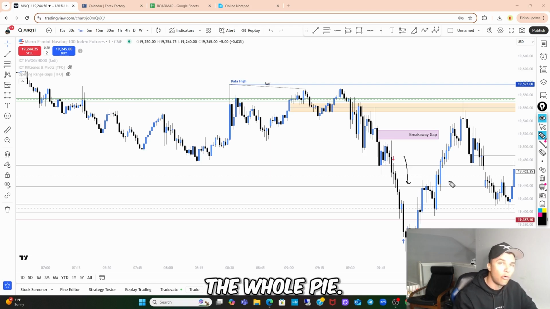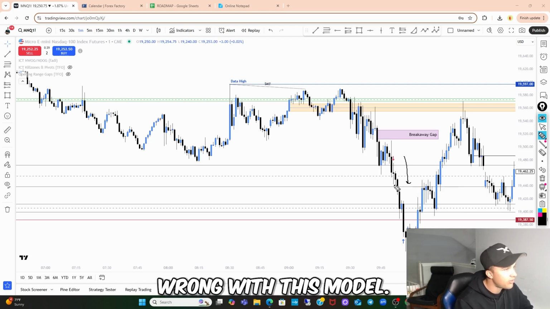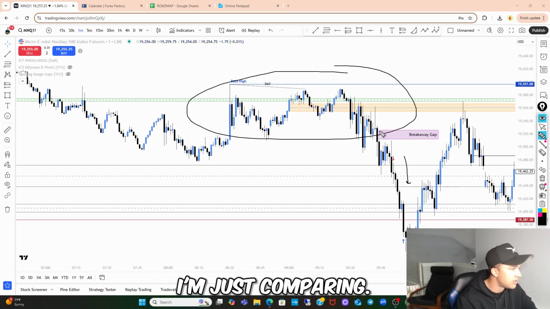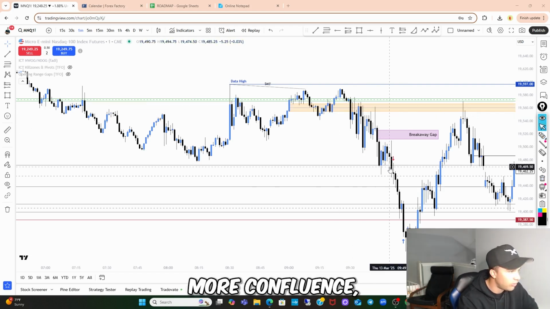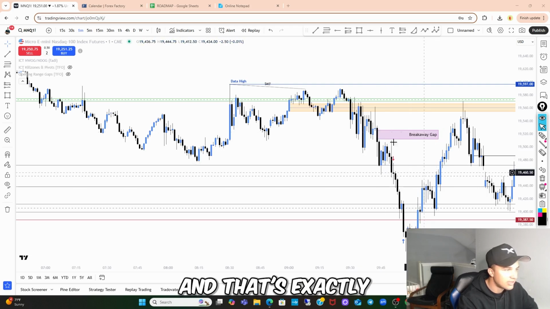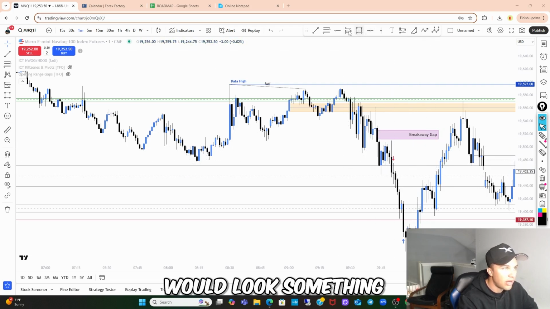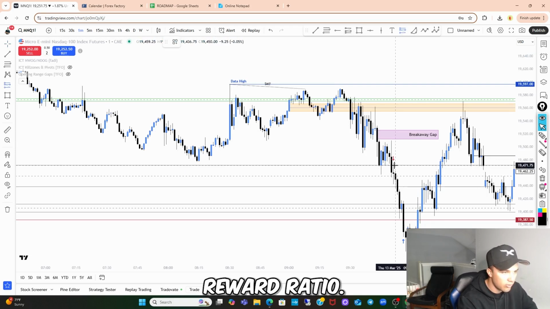I don't need the whole pie, and I'd rather catch a little piece of the pie where I have more confluence and I have more conviction in the setup. So there's nothing wrong with this model. I'm just comparing. It's not my way of trading. I like to wait for more confluence, and I like to wait for insufficiency to stay open. And that's exactly what I'm looking for. And the trade would look something like this, more of a 1-to-2, 1-to-3 risk reward ratio.